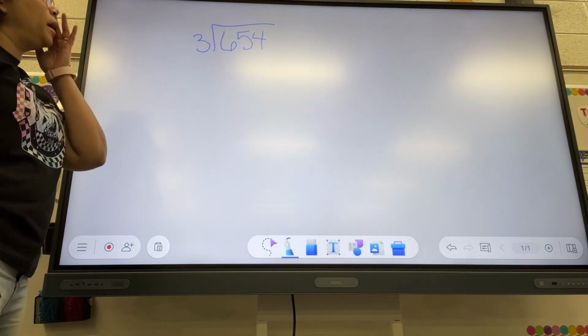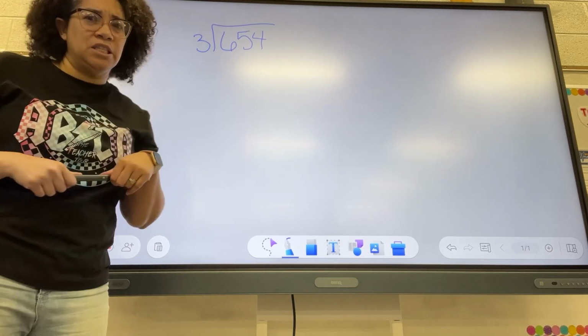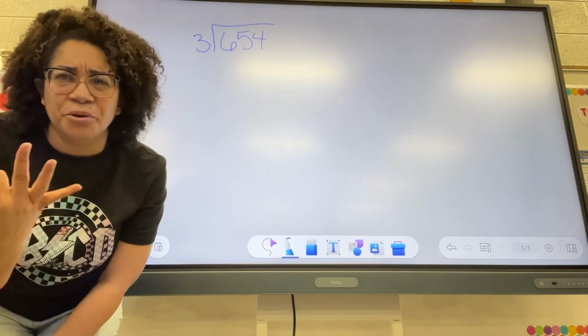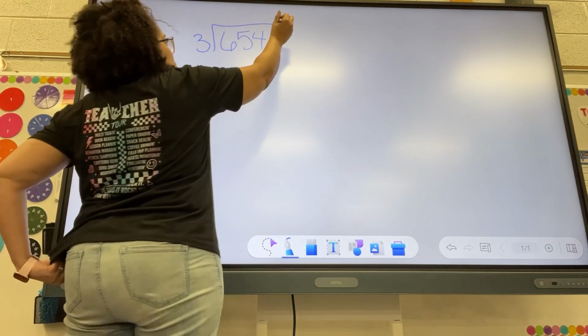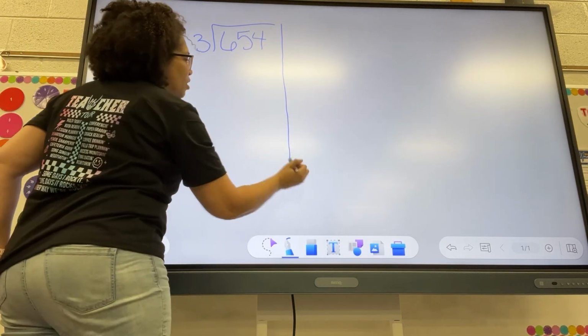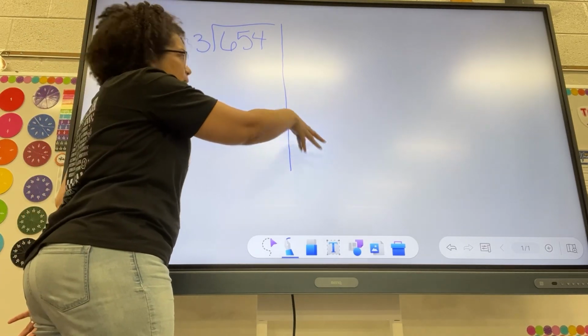I wanted to do a quick lesson on partial quotients. I feel like maybe my screen is turned backwards in here, but hopefully it will still give you an idea of how to do partial quotients. I like to separate my area where I'm going to be putting my partial quotients.